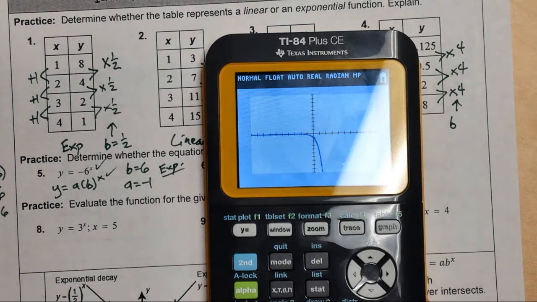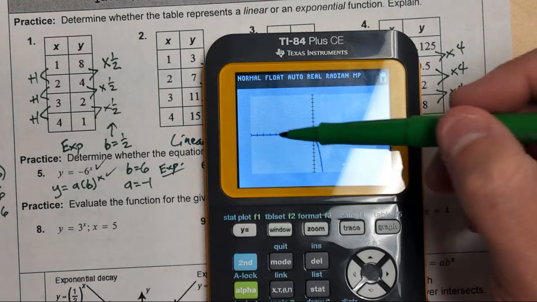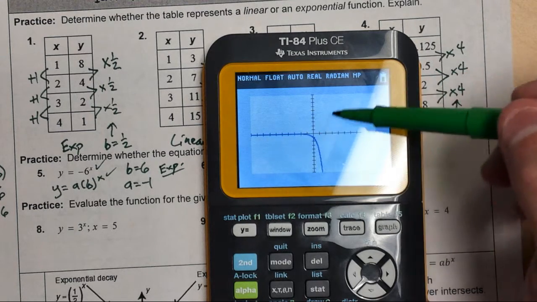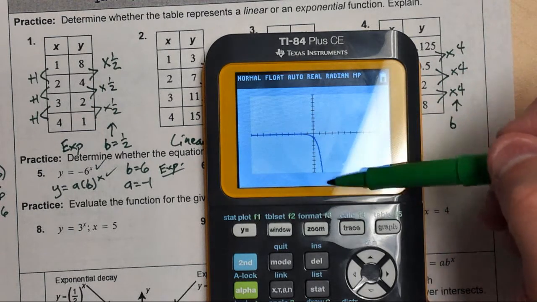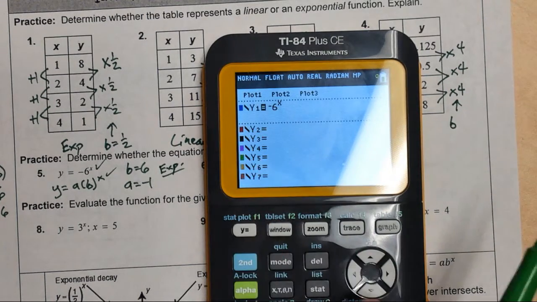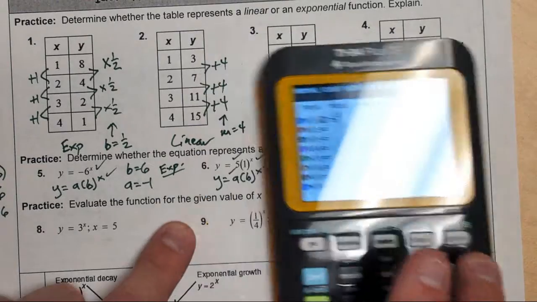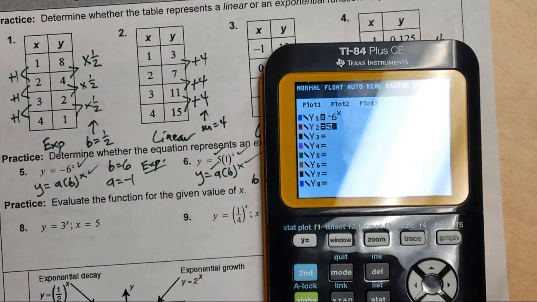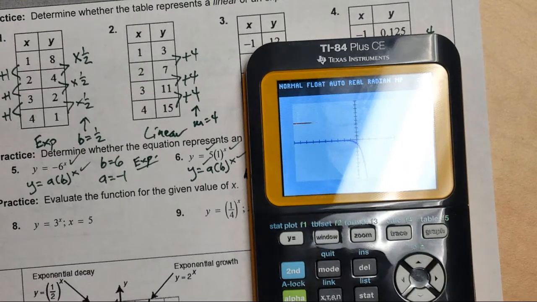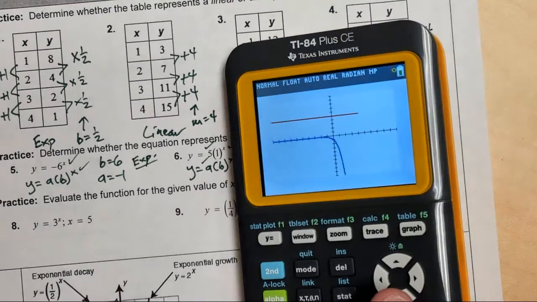Exponential functions have a characteristic where one side is kind of flat, and then the other side either ramps up quickly or ramps down quickly. In this case, it's ramping down quickly. So this is an example of an exponential function. Versus if I plug in this next one, 5 times 1 to the power of x, and I graph this, notice it's just a straight line.